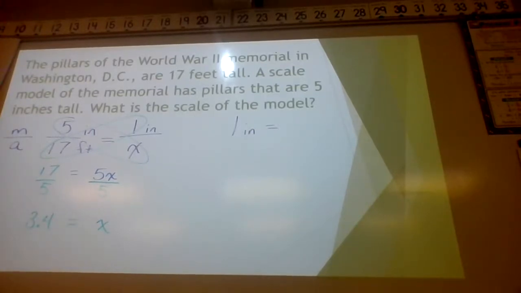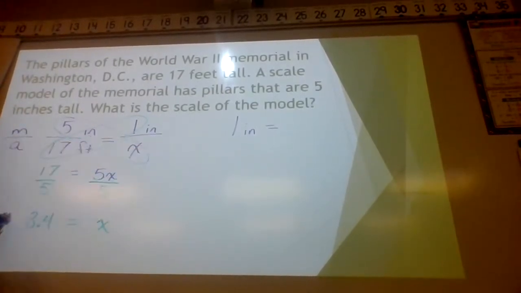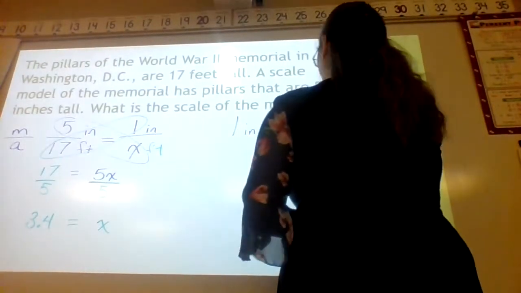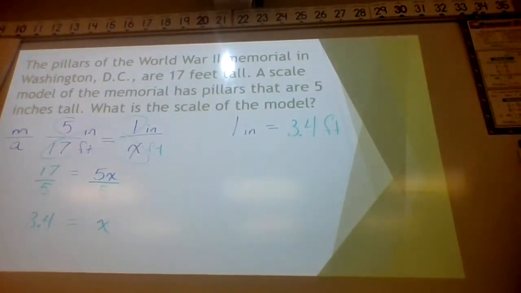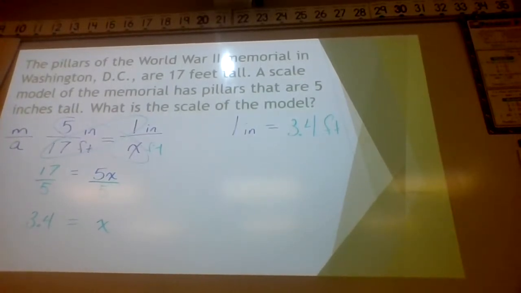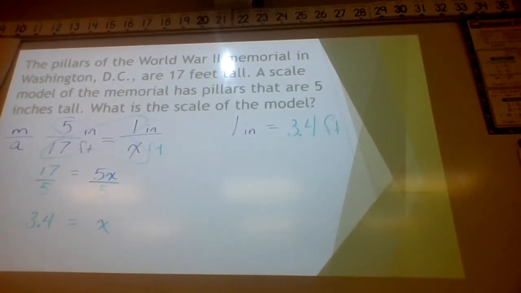Now here's a hard thing. 3.4 what? How do you know it's feet? Because the actual is in feet, and the x would have had feet. So it's 1 inch equals 3 and 4/10 feet. This one just leave as a decimal. Unless it tells you how to round, leave it as a decimal. Oh, the rounding down that was from yesterday.